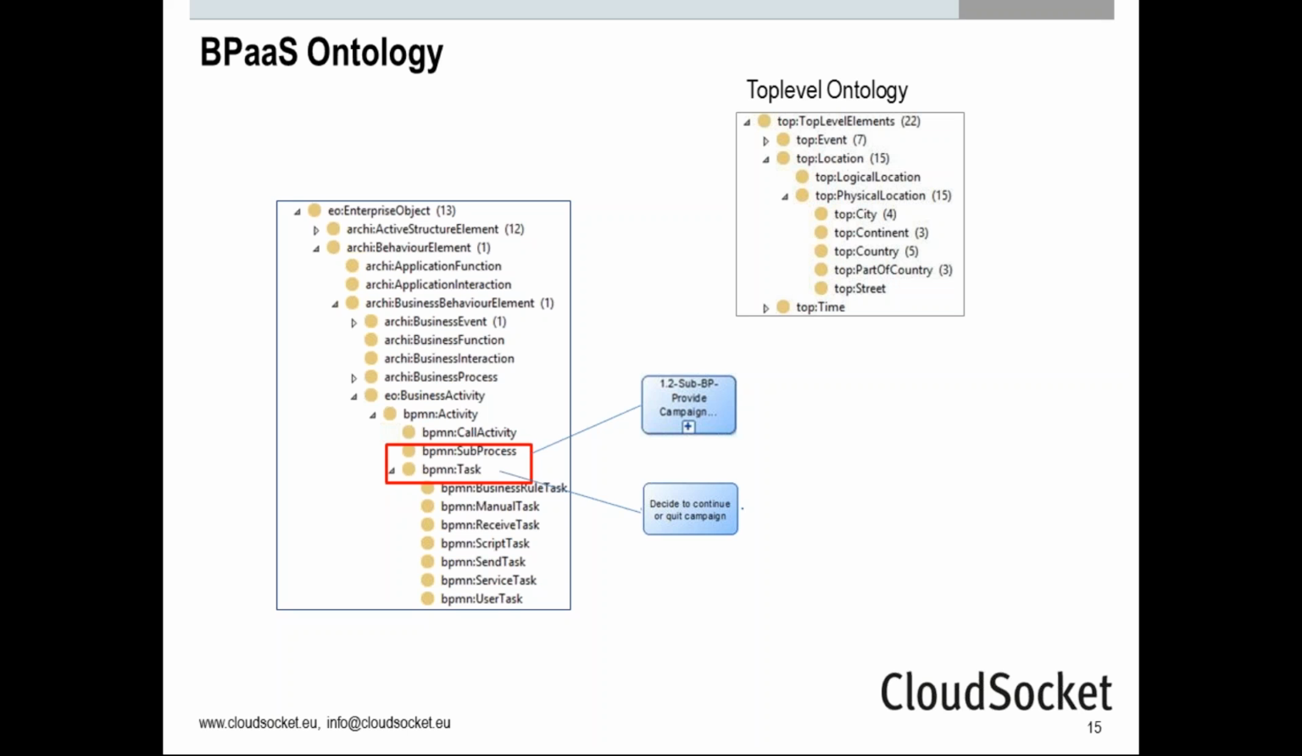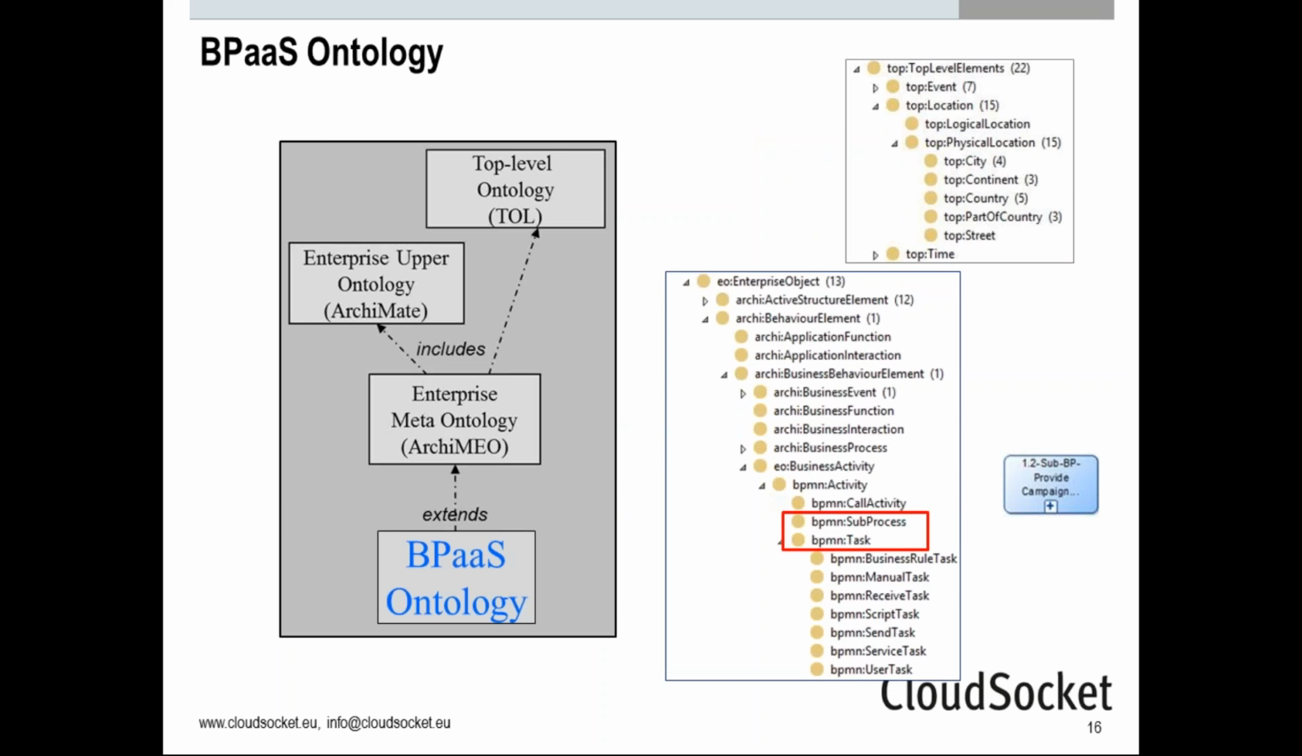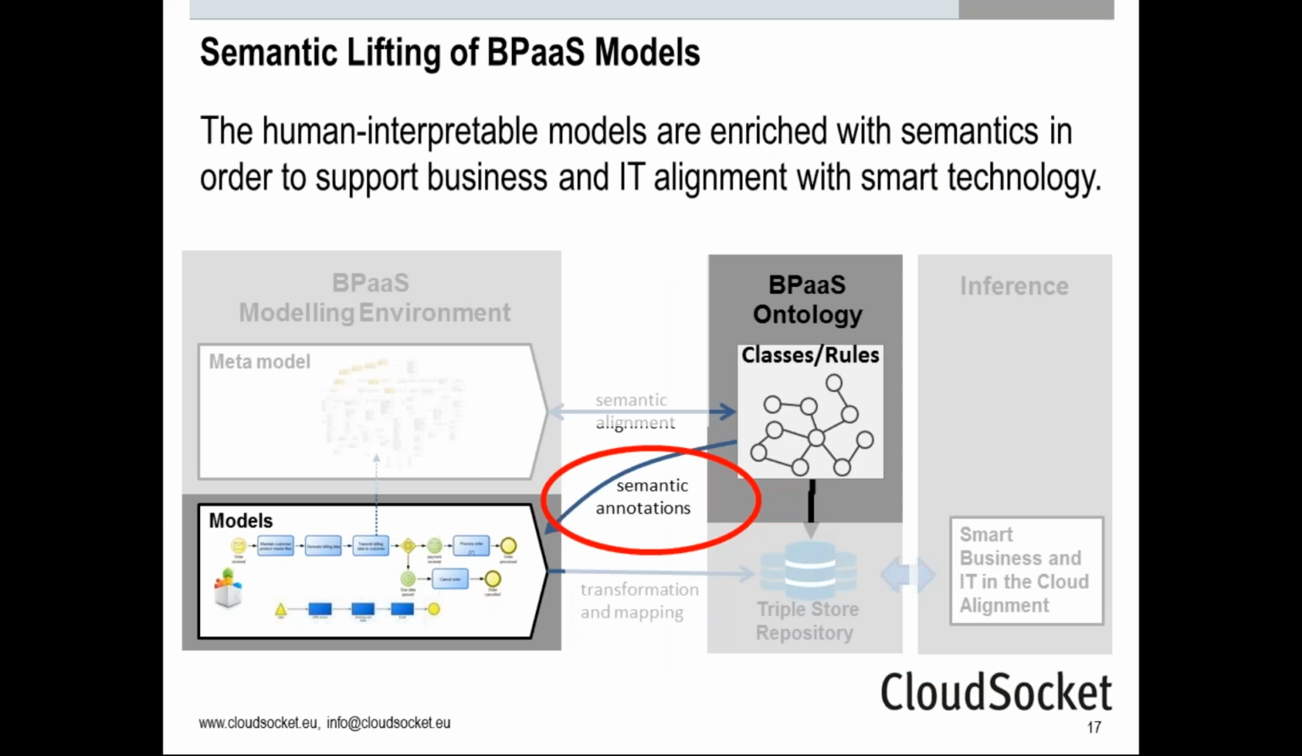On the top right corner we see a top-level ontology, because we also need some aspects like time and location, and these are also defined in the ontology. We included them from an already existing top-level ontology. So this gives the meaning of the elements that we have in our modeling environment. And now we can also extend the models that we have with additional semantic descriptions. So we have the human interpreter models, and we enrich them with the semantics, and the semantics again comes from the ontology.